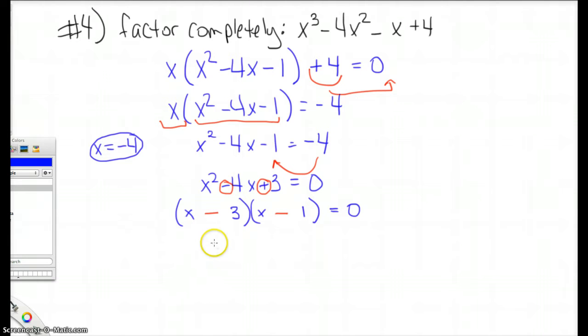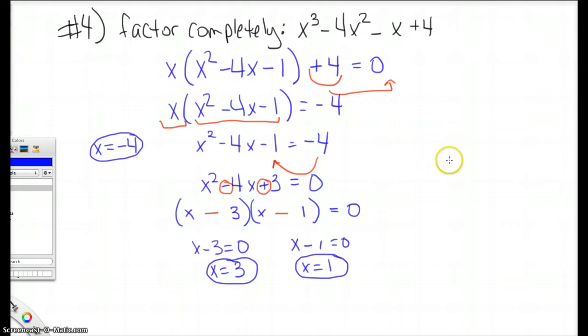So now I'm still here, so x minus 3 equals 0, and x minus 1 equals 0. Okay, and let's just pretend that I did that properly, and back to the writing, x minus 1. Alright, so now this becomes x equals 3, x equals 1. There's our other two answers. So x equals negative 4, 1, and 3. There's your answer.